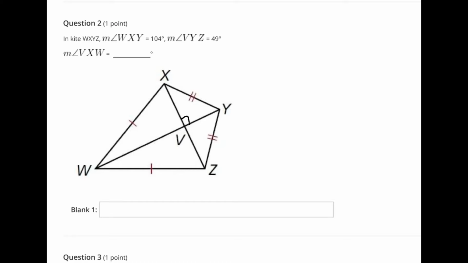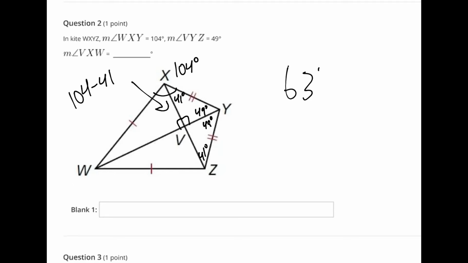Here's a few things we know about number 2. The diagonals are perpendicular, so these are 90-degree angles here. We know that this entire angle is 104 degrees, and we figured out earlier that this was 41 degrees over here, and 49 degrees here, which means this is 49 degrees. So this is 41 degrees. So to figure out this missing angle, we take 104 minus 41, and the answer is 63 degrees.